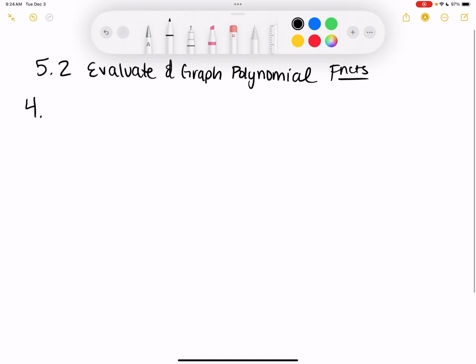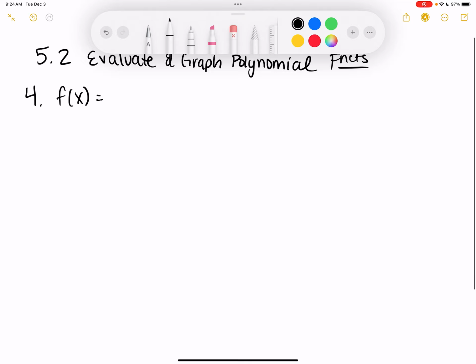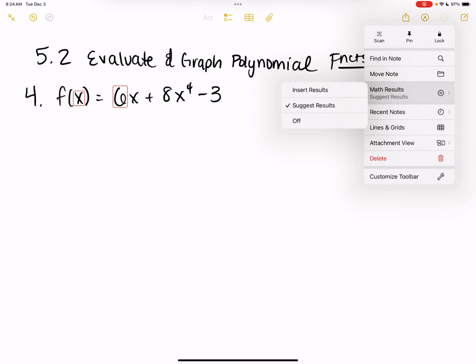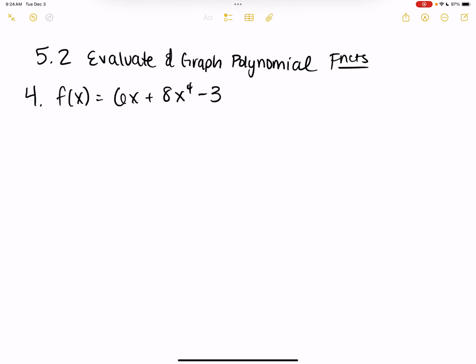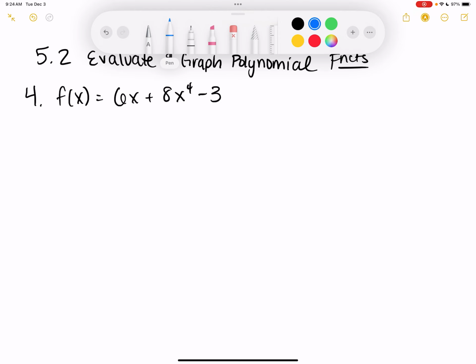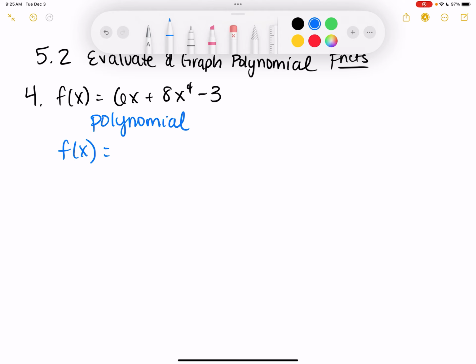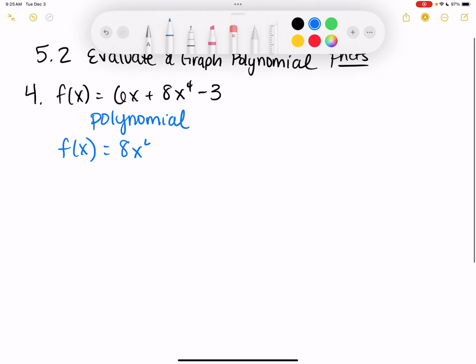So number 4, f of x equals 6x plus 8x to the 4th minus 3. So I first want to know, is this a polynomial function? Yes, it is. So it is polynomial. Is it written in standard form? No, so I need to write it in standard form, which would be 8x to the 4th plus 6x minus 3.